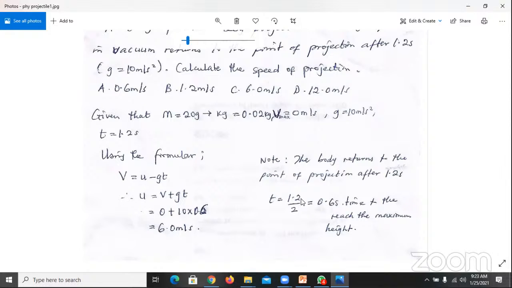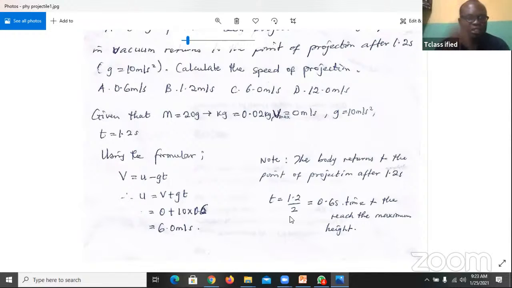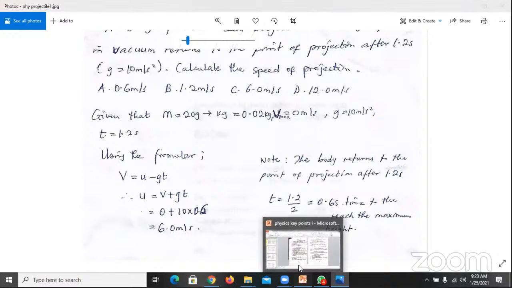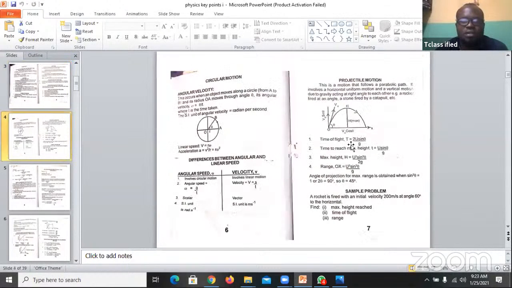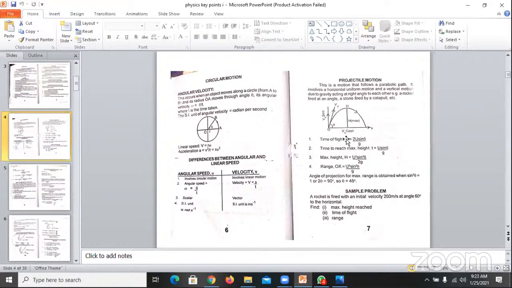You understand? But the time it took to get projected up is 1.2 divided by 2. So the body returns to the point of projection after 1.2 seconds. But the time it took to just get up to the maximum height is half of the total time of flight. So if you look at this, this is time of flight.